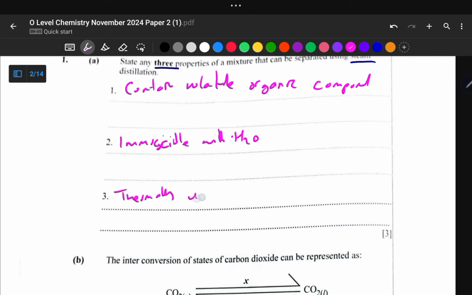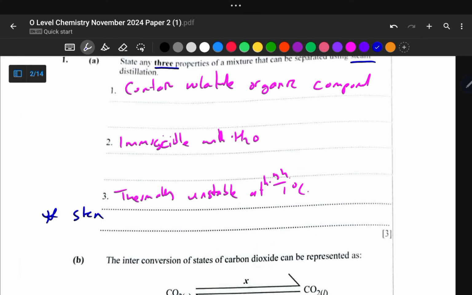And also the third point, we can say thermal. It must be thermally unstable at high temperatures, right? So compounds that decompose at their boiling points can be separated at lower temperatures using steam distillation. So still, you need to take note of that. Steam distillation is used for mixtures like plants, essential oils, and water immiscible organic compounds. You need to take note of this one.